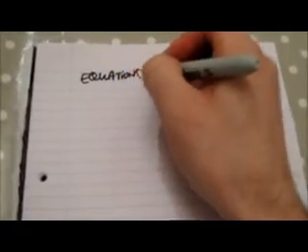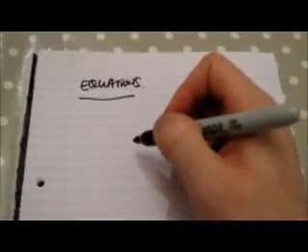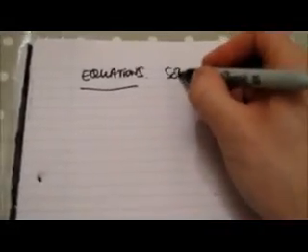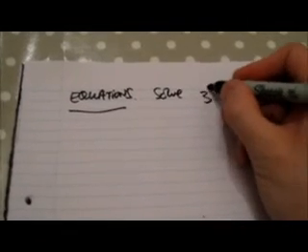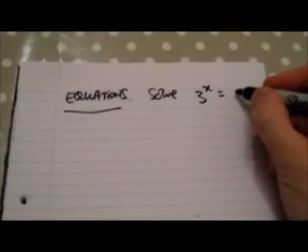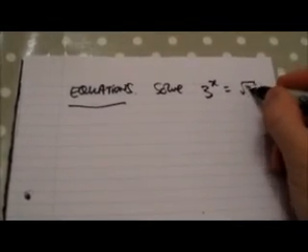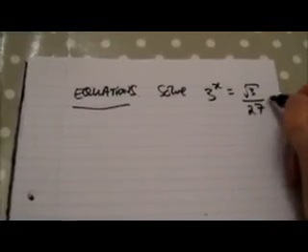Okay, so we've had a brief look at the rules of indices and how to manipulate fractions that involve indices or powers. So the next thing is to solve equations that involve indices. So for instance, suppose we're asked to solve the equation 3 to the power of x equals, say, the square root of 3 over 27.